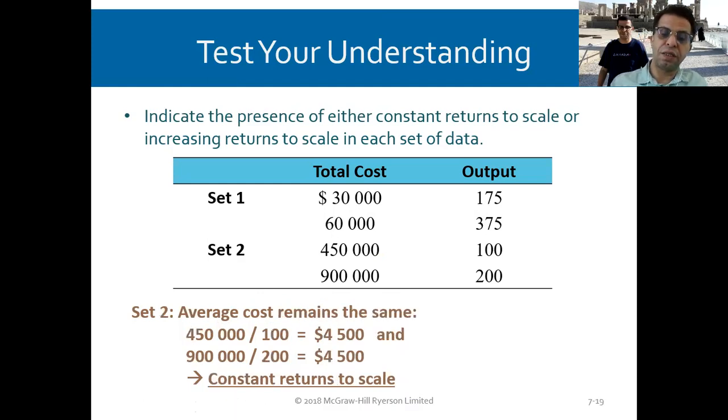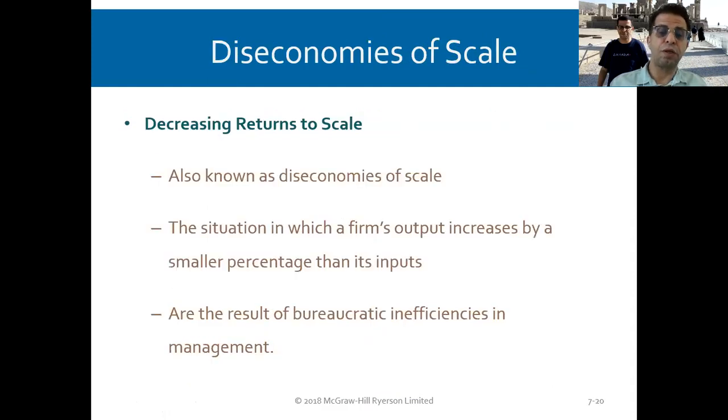On the other hand, in the second set, although you have doubled your cost, your output only doubled. So the cost per unit is only 45,000, it didn't change. So constant returns to scale. Your cost per unit did not go lower.